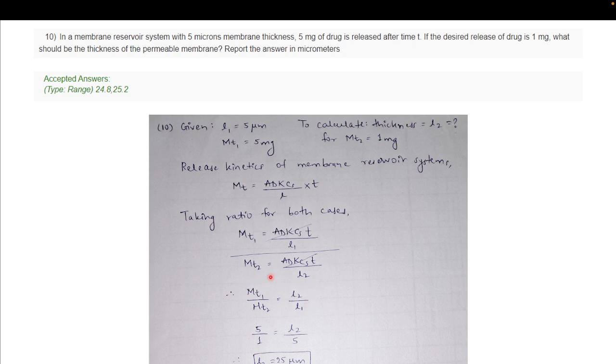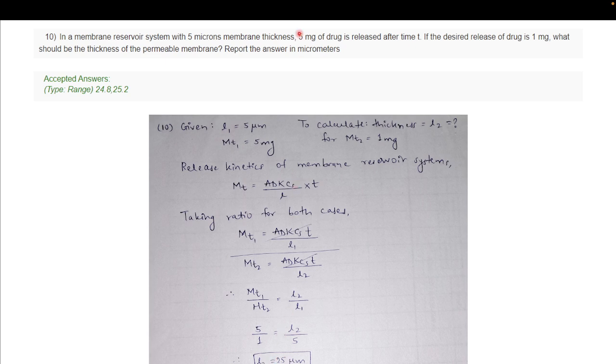So essentially, the amount of drug released from this device depends only on the length of the membrane thickness. If you just take a ratio of these two values, you'll immediately get that the new thickness, which is now going to slow down your release, should be 25 micron.